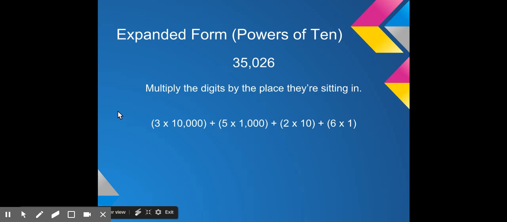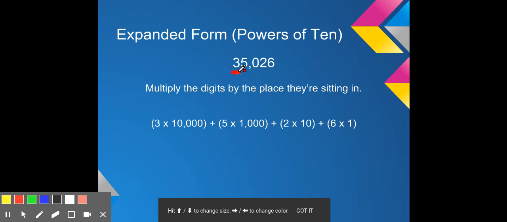Expanded form powers of 10 is the next way that we'll focus on. Here's the number in standard form. To write this number in expanded form powers of 10, you'll multiply the digits by the place they're sitting in. You don't actually solve it. You just show that you would multiply the digit by the place it is sitting in and add that to all of the other digits multiplied by the place they're sitting in.